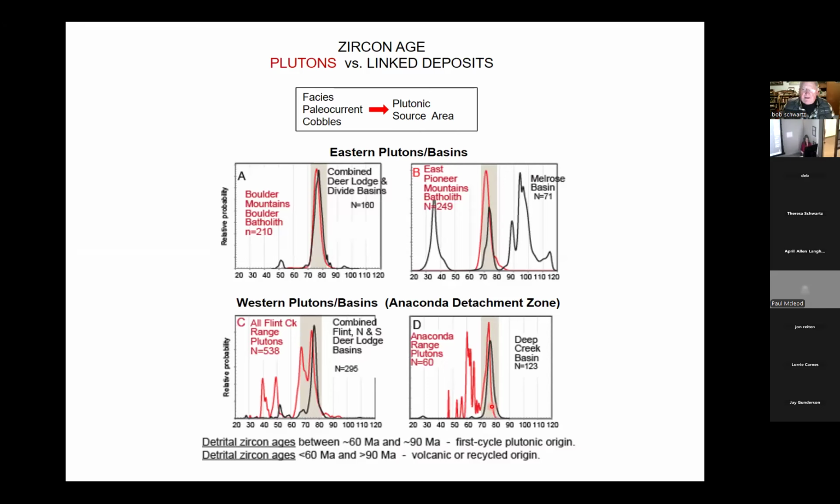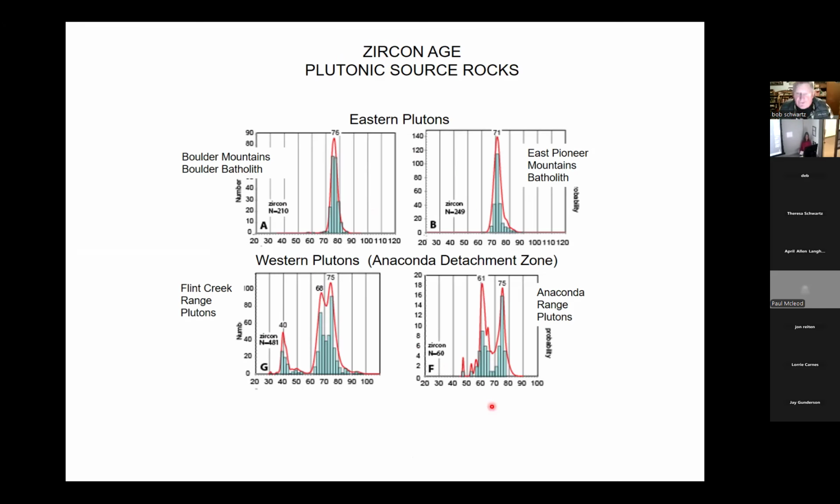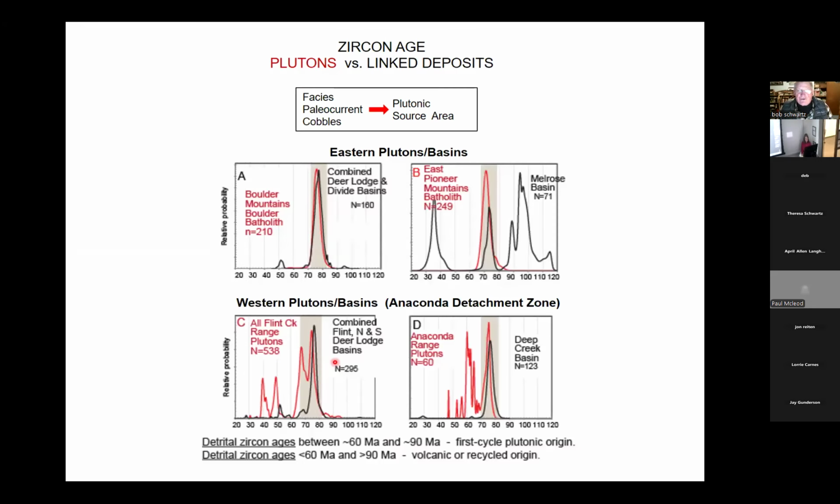Now I'm going to change plots on you. These were frequency plots, the bars, and the red lines are the probability plots associated with the frequency distributions. Let's go down here, and these are just probability plots. You can just imagine the frequency distributions lying underneath them. Now, I'm going to talk about detrital zircon age data, zircons in the deposits indicated by the black lines, versus the age distributions in their plutonic source rocks.